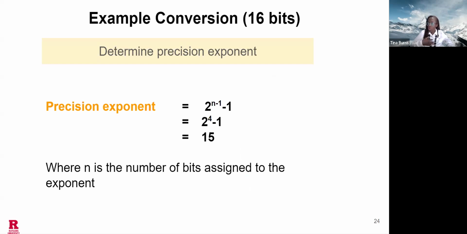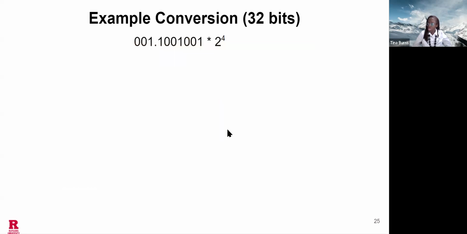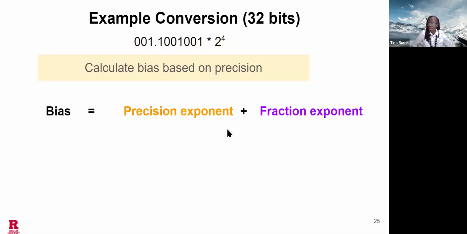So when we deal with our precision exponent, instead of us having 2 to the 8 minus 1, we have 2 to the 5 minus 1, which ends up being 2 to the 4 minus 1, or 16. And we subtract 1 from that. That means we have 15 bits to deal with in terms of precision, or 15 places, I would say. And we know that n is the number of bits assigned to the exponent, which in this case is 4. Right? So 15 is a number that we're using to help determine our bias.